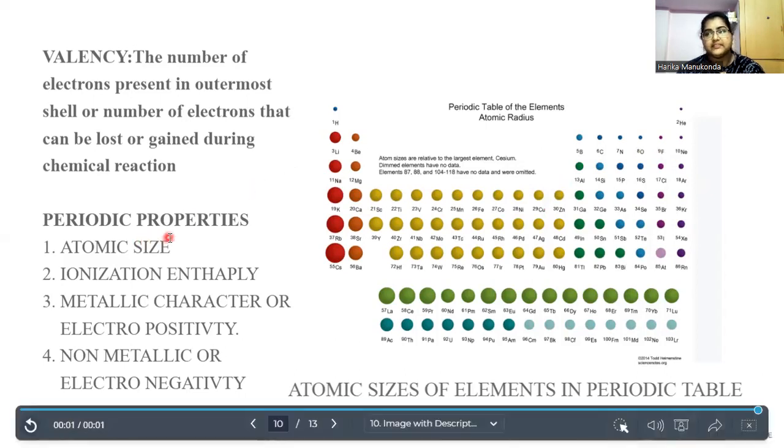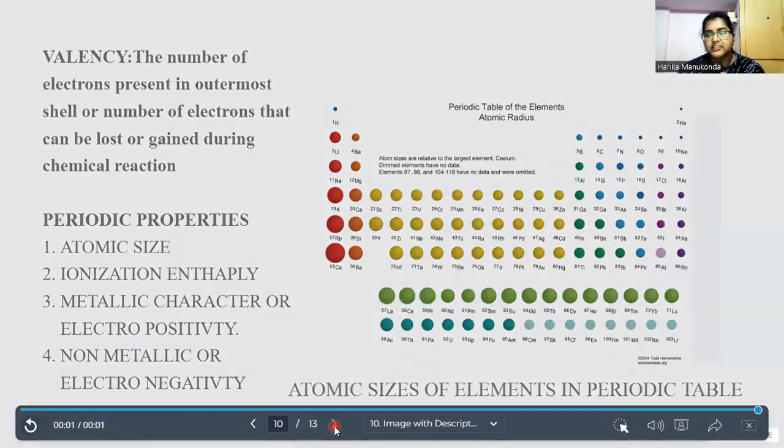Now, periodic properties we will know, children. What are the periodic properties depending upon the modern periodic table? The first one is atomic size, the second is ionization enthalpy, the third is metallic character or electropositivity, and the fourth is non-metallic character or electronegativity. You can see in this table the atomic size of elements in the periodic table. From top to bottom, the atomic size increases. From left to right, the atomic size decreases.